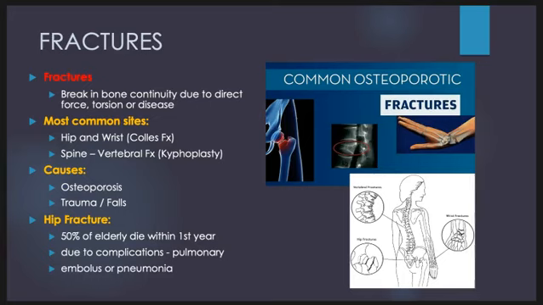Fractures are breaks in the bone, often caused by osteoporosis, trauma, or falls. Common types of fractures include hip fractures and wrist fractures, for example, Colles fracture. There's also spinal fractures or vertebral compression fractures. Causes of fractures are usually osteoporosis, trauma, or falls, as mentioned earlier.